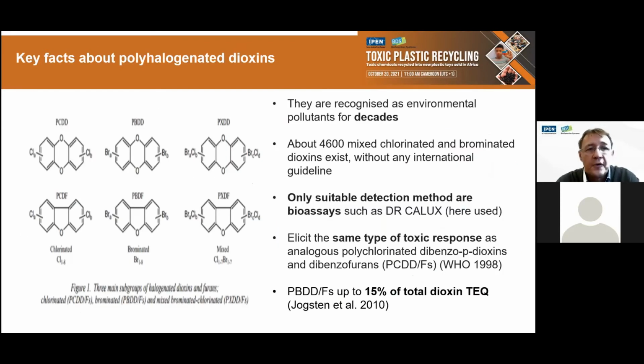Now, the key facts about polyhalogenated dioxins are that for decades they have been recognized as environmental pollutants. We have about 4,600 mixed halogenated, chlorinated, and brominated dioxins. If you have to focus on such a complex mixture of dioxins, you need to use bioassays to detect the total toxicity of those mixtures. The chlorinated and the brominated have the same type of toxic response. And there are several reports in some European countries that brominated dioxins can add up to 15% of total dioxin TEQ in the general population from food.